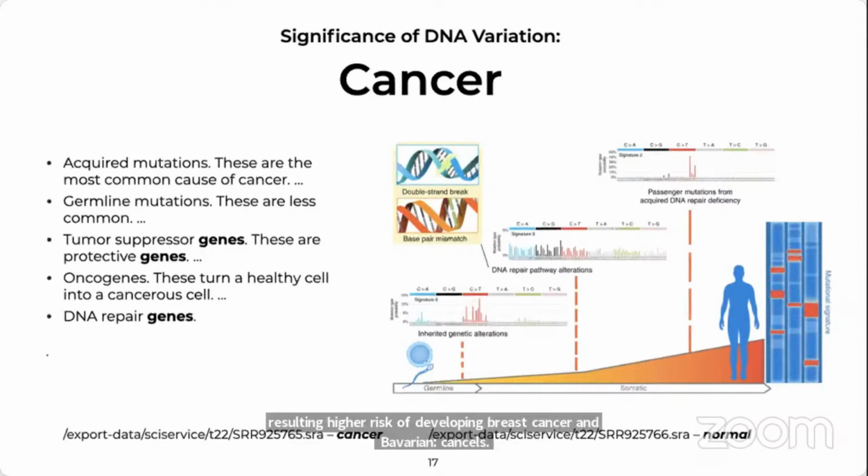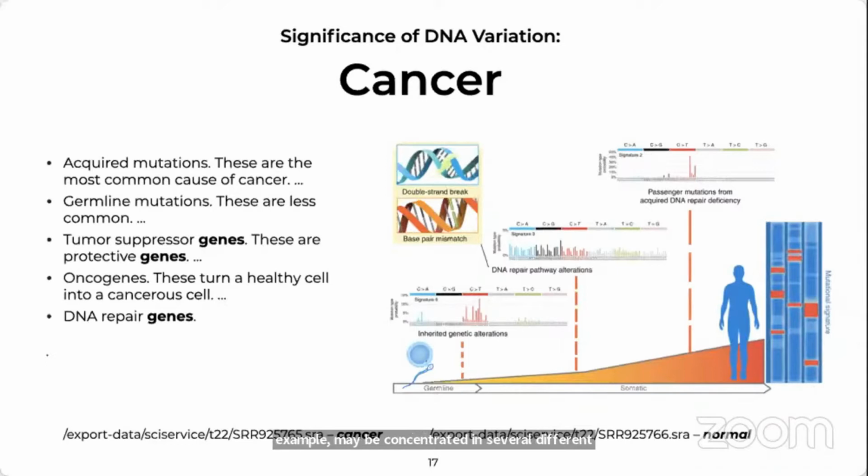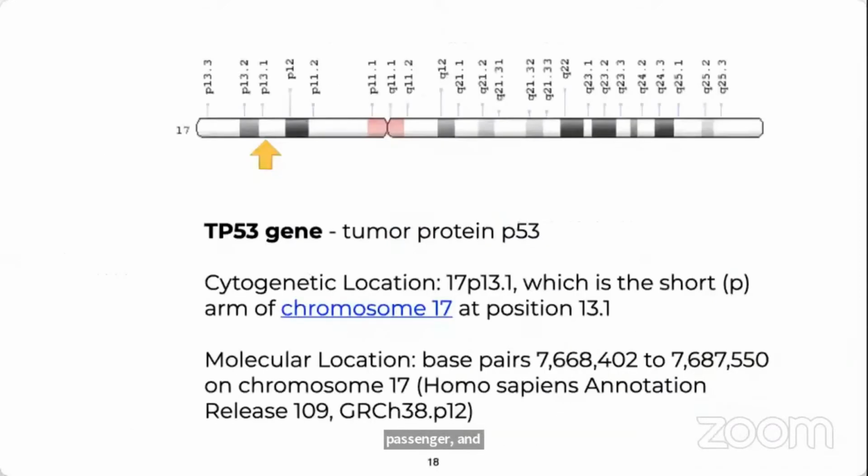So some of the mutations that are acquired, for example, may be concentrated in several different portions of the gene, and these are all somatic mutations, or acquired mutations. And those mutations which are known to cause tumorigenesis, tumor progression, or cancer are termed driver mutations. And those mutations which are known to be associated with the presence of cancer, but whose clear relationship with cancer development is not known, are called passenger mutations.